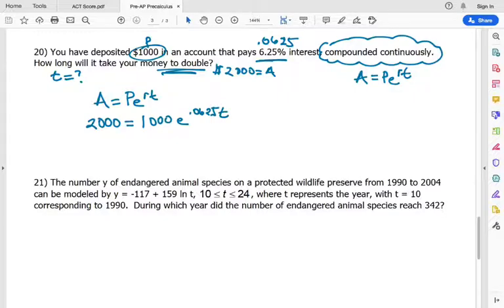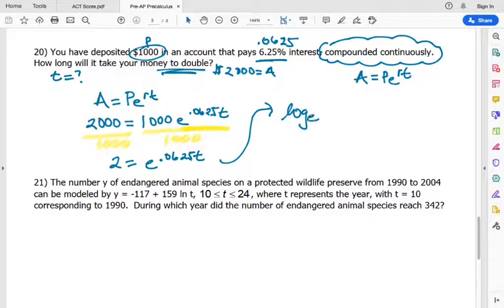Okay, so we are going to try to isolate this. So the first thing we want to do is divide both sides by 1,000. So that gives me 2 equals e to the 0.0625t. Now we're solving for t, and t is an exponent, so that means I need to convert it to a log function. So that's going to be log of the same base, e, of 2 equals that exponent, 0.0625t. We're solving for the t, so we're going to divide both sides by 0.0625.